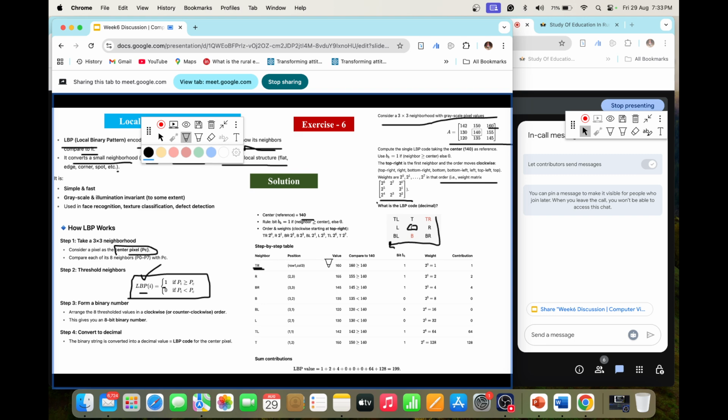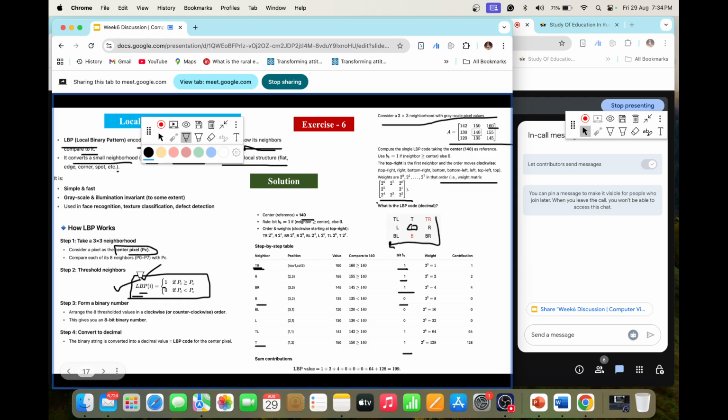You see the value of the top right is 160, which is greater than 140, so you assign the bit 1. Similarly, the right is 155, again you assign 1. Bottom right is 145, again greater, so you assign 1. Then bottom is 135, which is lesser than 140, so 0. Bottom left again 0, left is 0, top left is 1, and top is 1. That is how you compute the bits of the LBP.